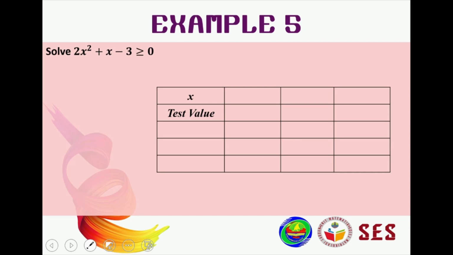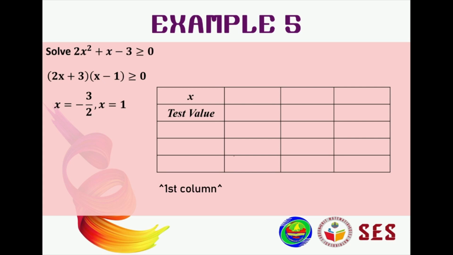Alright, now we can discuss deeper about these quadratic inequalities. The question asks us to solve 2x squared plus x minus 3 greater than or equal to 0. First step, rearrange and factorize. If we factorize that, we get 2x plus 3 and x minus 1. Getting the values of x, you will get -3 over 2 and 1. Now we are going to fill in the table. In the first row we list down all the factors. Then multiply them.